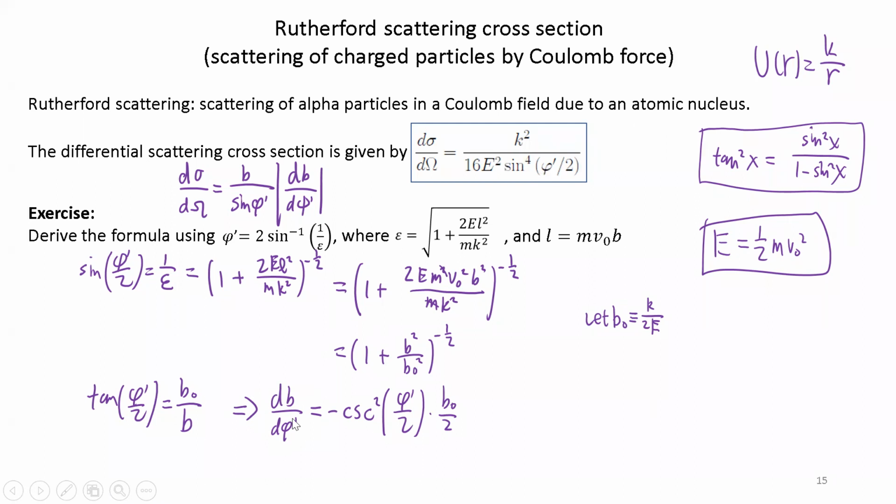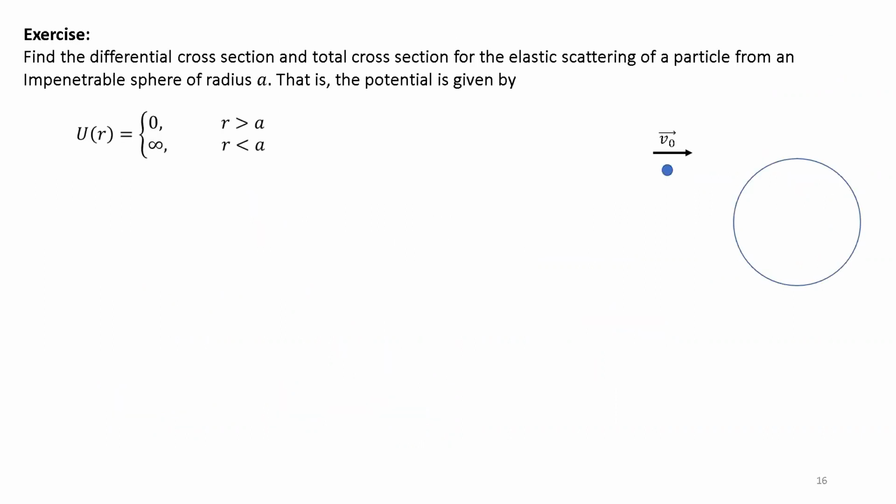Here I have this b squared and this b naught squared, and this k is contained in b naught. But because b naught is squared anyway, whether I have minus k or k doesn't matter. That means attractive Coulomb potential or repulsive Coulomb potential will give you the same differential scattering cross-section anyway.